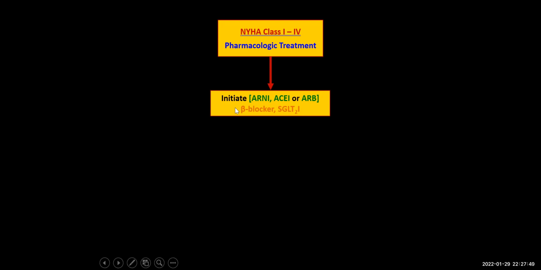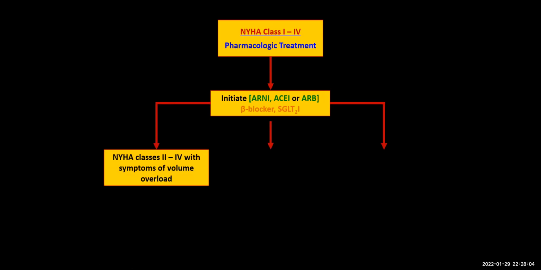I'll come back to this initial therapy in one of the slides later on as well, but this is just a repetition of what I've already said. ARNIs and ARBs and beta blockers and SGLT2 inhibitors, right? And New York Heart Association class 2 to 4 with symptoms of volume overload.